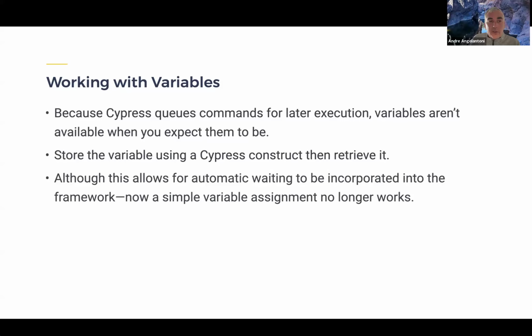And although this design decision allows for automatic waiting to be incorporated into the framework, because now they're in complete control over the running of the test, because you're enqueuing the commands and then it runs them, somehow Playwright managed to do it without enqueuing commands. So it's not technically necessary. Their implementation of avoiding having to write the wait commands, in other words, to incorporate automatic waiting, they chose to queue commands, and now simple variable assignment no longer works.